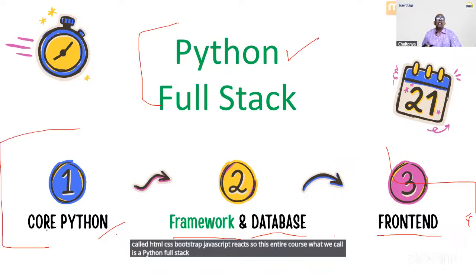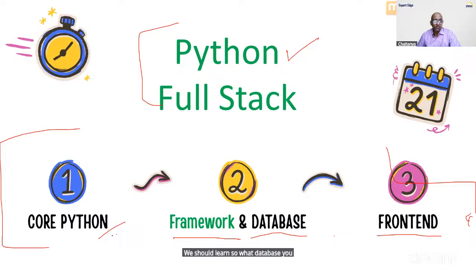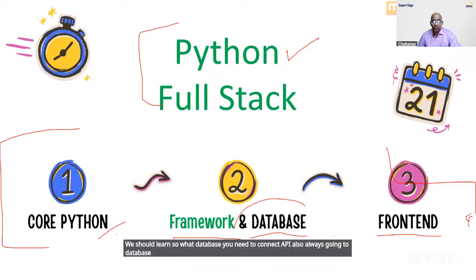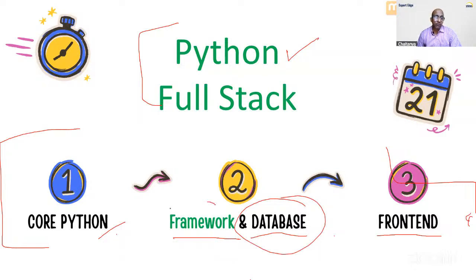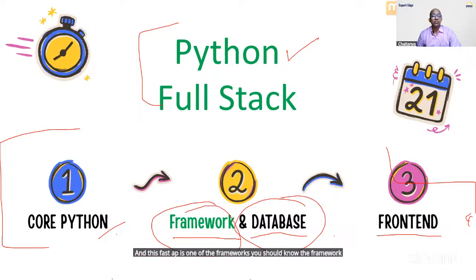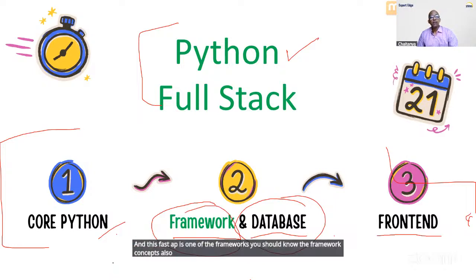When you say building APIs, you cannot build the API code with only Python. You should learn which database you need to connect to. An API is always going to come to a database, and you should know database concepts. There are many tables in the database. Tables, columns, rows, primary keys, foreign keys, all this information you should know. And FastAPI is one of the frameworks, so you should know the framework concepts also. In other words, it's not just building APIs in Python and FastAPI. It's a kind of complete full stack course, a Python full stack course.